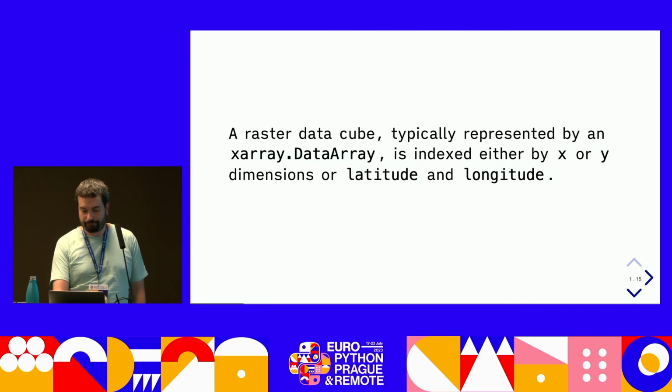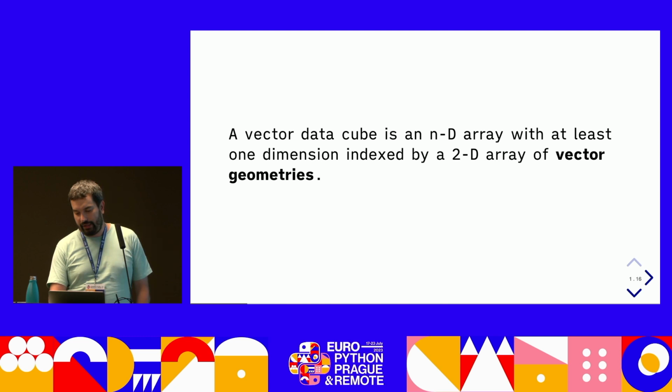A typical data cube is a raster data cube. That's an Xarray data array, which in the geospatial world is usually indexed by X and Y or latitude and longitude. On the contrary, a vector data cube is an N-dimensional array where at least one dimension is indexed by an array of vector geometries. So instead of coordinates, we have an array of vector geometries as an index, which is again slightly different from what GeoPandas is doing, where the index is a traditional pandas index and geometries are just one column. Here we can switch it and use geometries as an index.